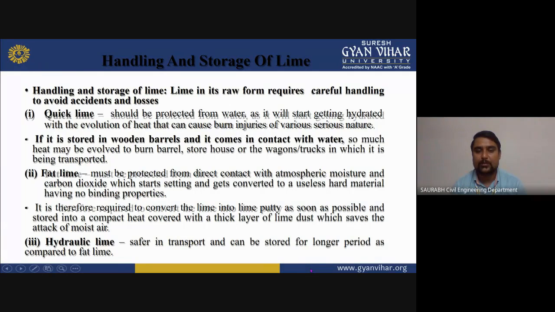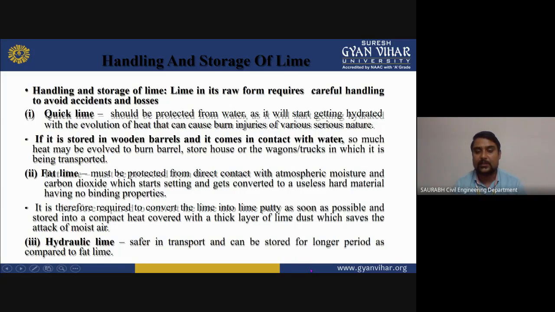Fat lime must be protected from direct contact with atmospheric moisture and carbon dioxide, which starts setting and gets converted to a useless hard material having no binding property. It is therefore required to convert the lime into lime putty as soon as possible and store it in a compacted heap covered with a thick layer of lime dust, which protects it from the attack of moist air.